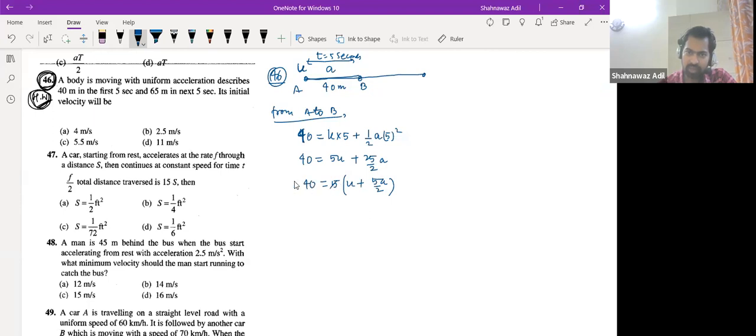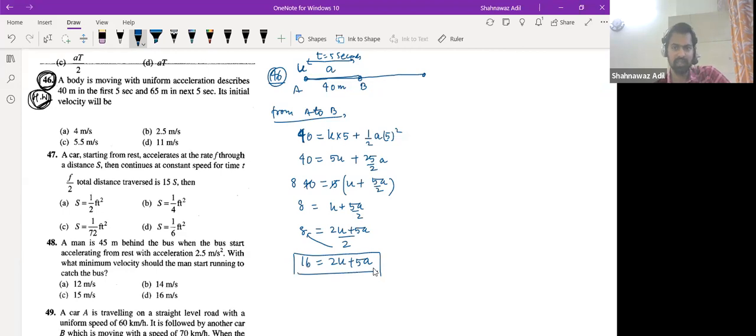So this 5 cancels this and this is 8. So this is 8 and then this is u plus 5a by 2. Then I take the LCM, this becomes 2u plus 5a by 2 and then this 2 goes in this side. So 16 equals to 2u plus 5a. So I have gotten the one linear equation that I needed, right? So I've got the first one.